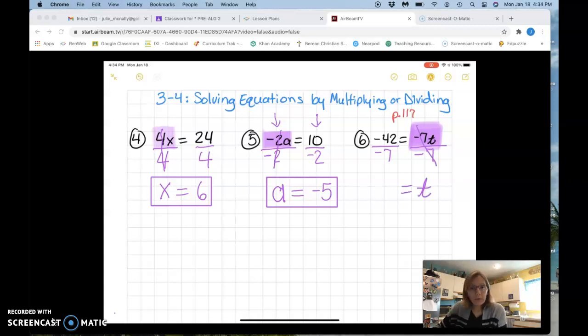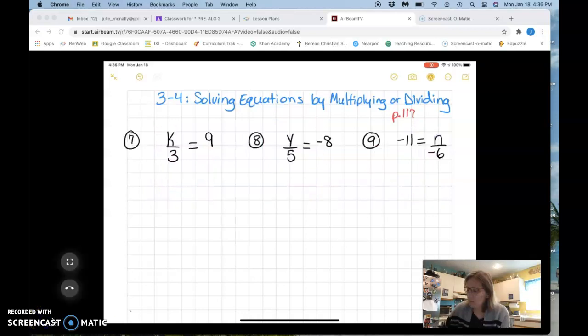And then -42 divided by -7 is a +6. Okay, remember when you're multiplying or dividing, 2 negatives equal a positive answer. 1 negative equals a negative answer. Okay, copy those down and I'll be right back with the next 3.